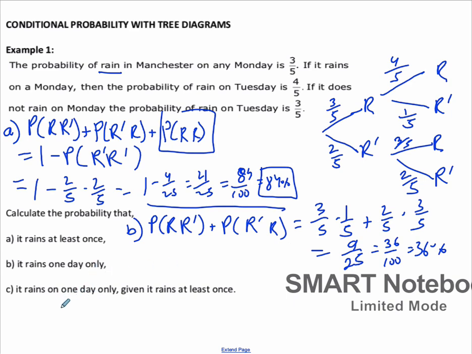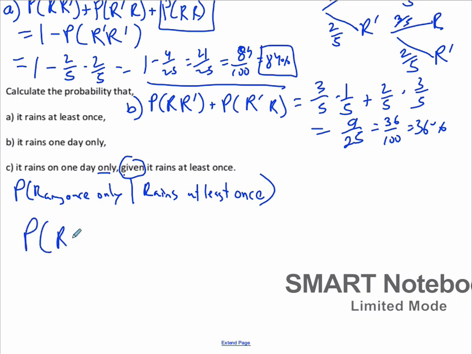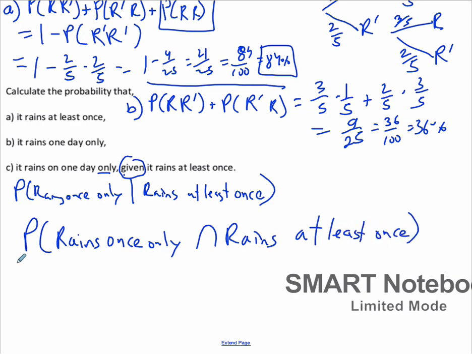Okay, and the last one, it rains on one day only, given it rains at least once. So this is conditional probability. The probability it rains once only, given it rains at least once, is the probability it rains once only and rains at least once, divided by the probability it rains at least once, the second thing, right?